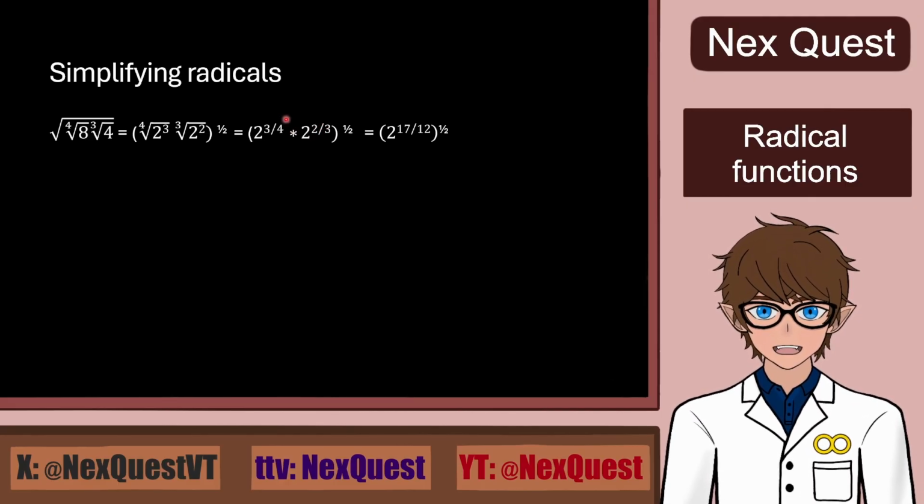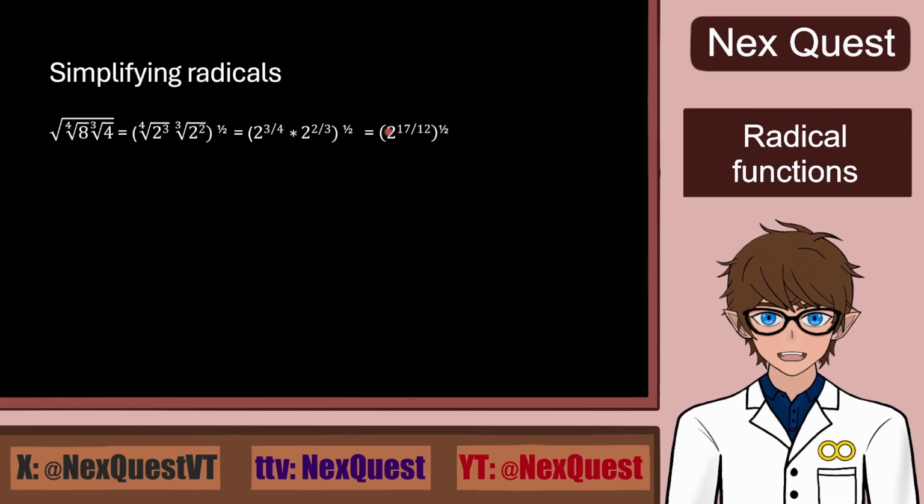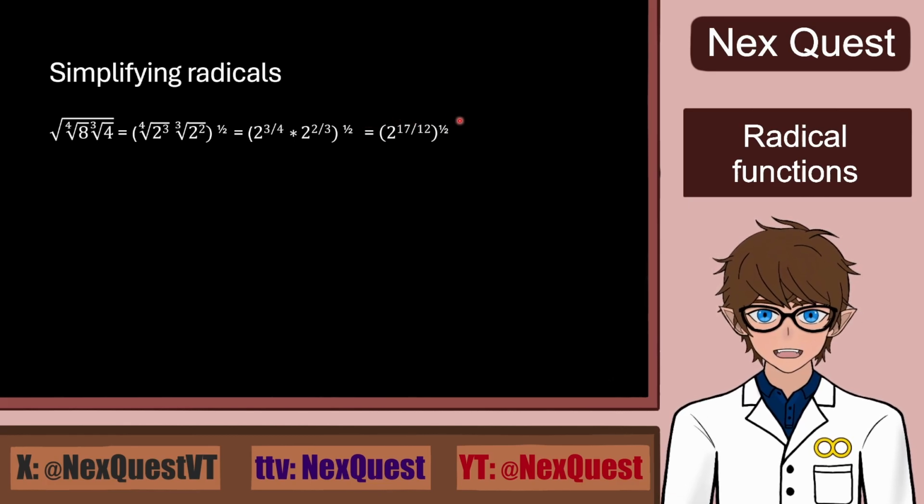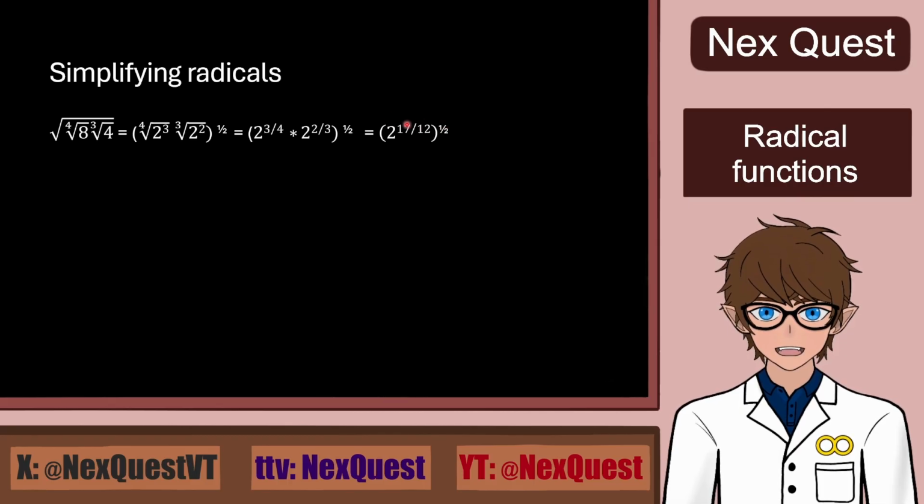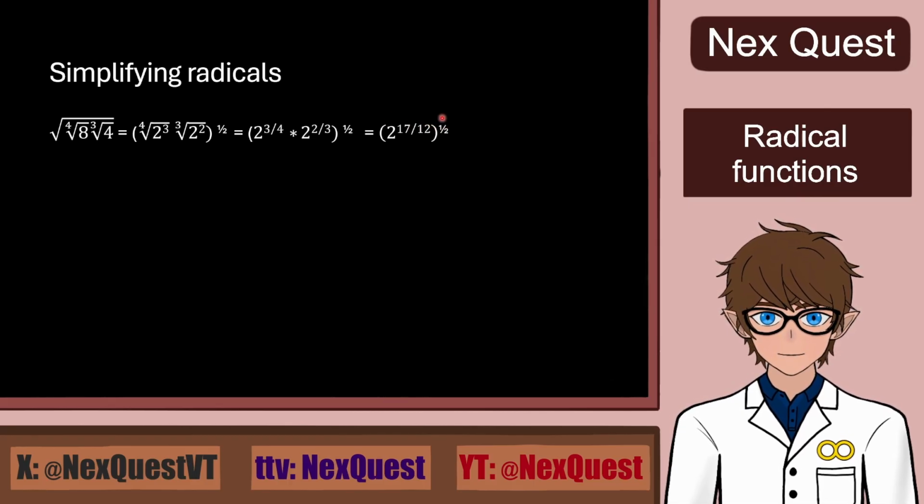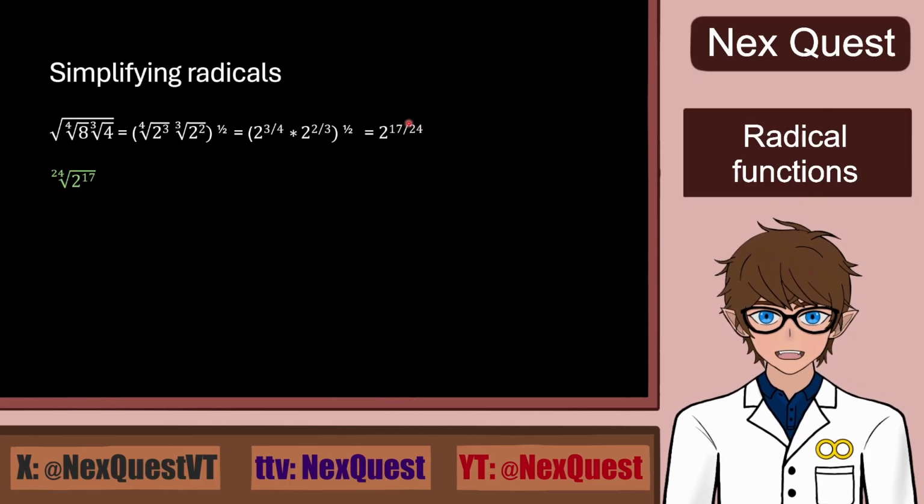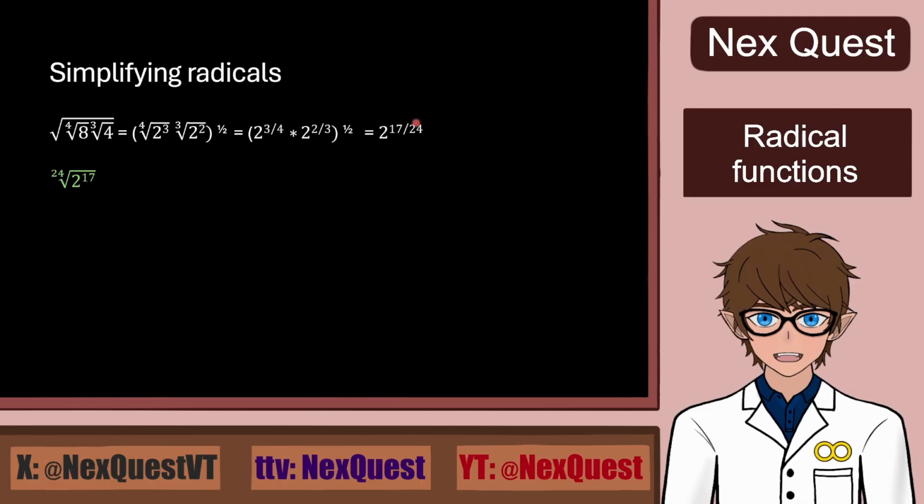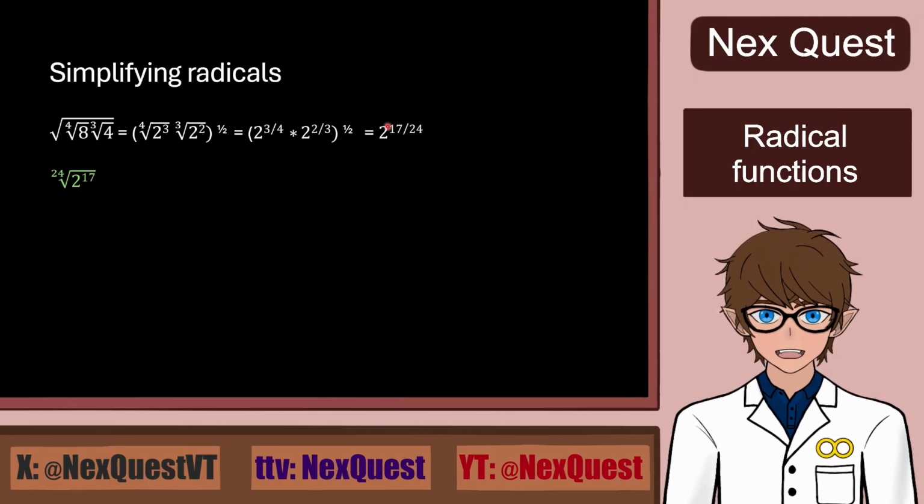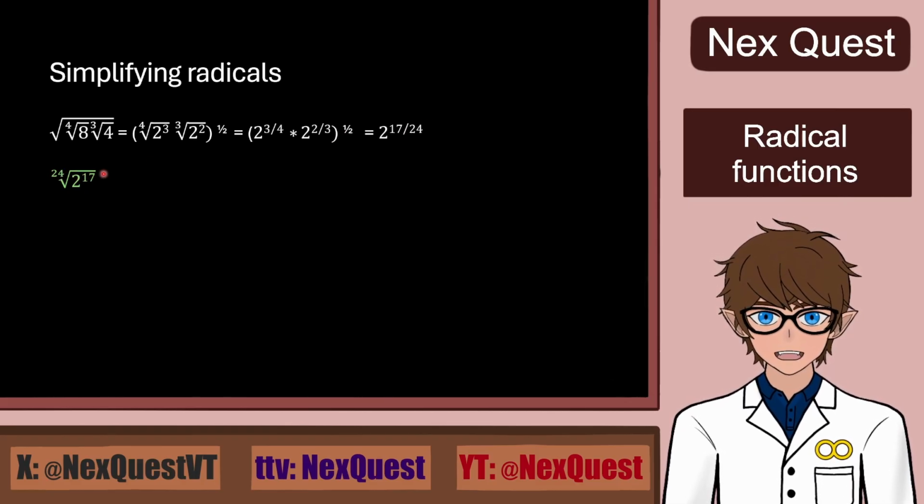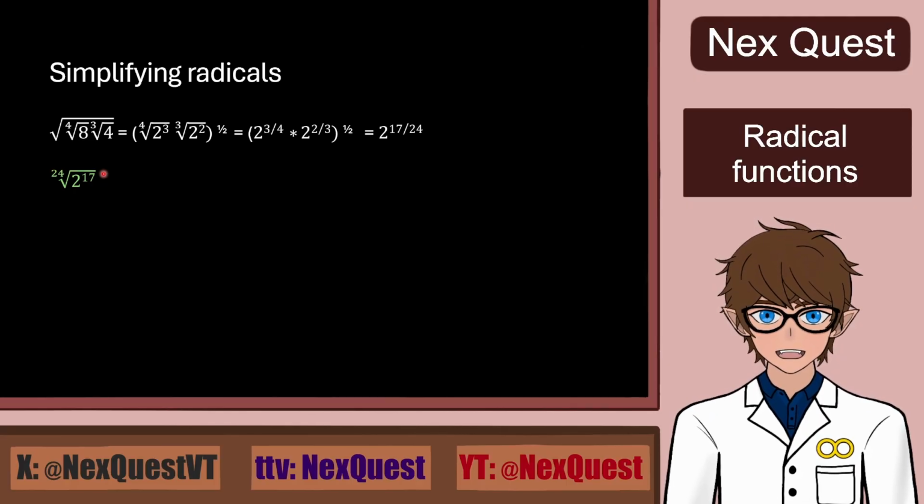But anyway, 8 plus 9 is 17. So we would have 17/12 to the power of 1 over 2. And since this is multiplied to this exponent at the end, we multiply it by 1/2, which is multiplied in the bottom of the fraction line, which gives us 17 over 24. This 24 becomes the index or the power of the root, and 17 stays as the exponent to 2. Not the prettiest result, but a good one to learn from.